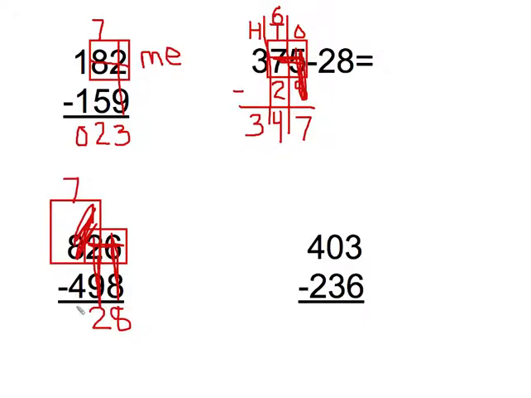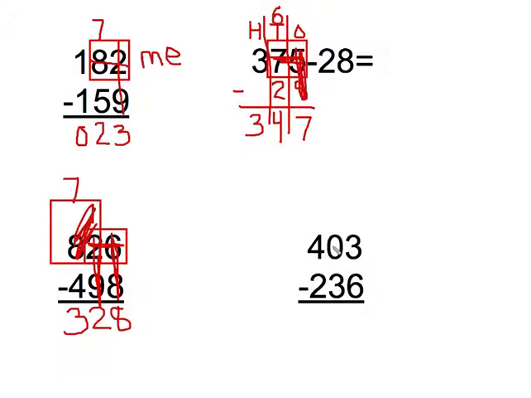Now I have 7 and I want to give you 4. Can I do that? Sure. If I have 7, I can give you 4. 7, 6, 5, 4, 3. I get to keep 3 for myself. My answer is 328.